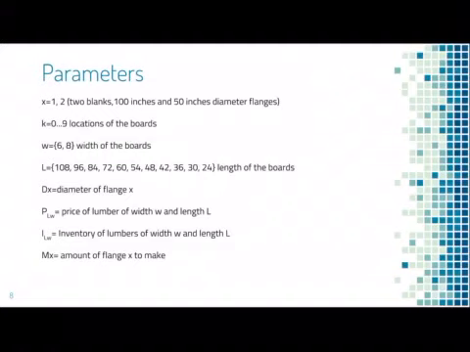d_x represents the diameter of flange x. So here D1 equals 100 inches and D2 equals 50 inches. P_LW represents the price of lumber of width W and length L. And I_LW represents the inventory of lumbers of width W and length L. M_x is the amount of flange x that the company is supposed to produce.